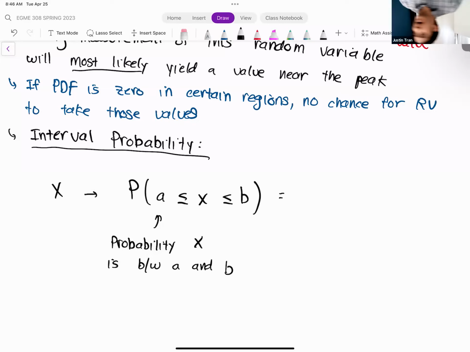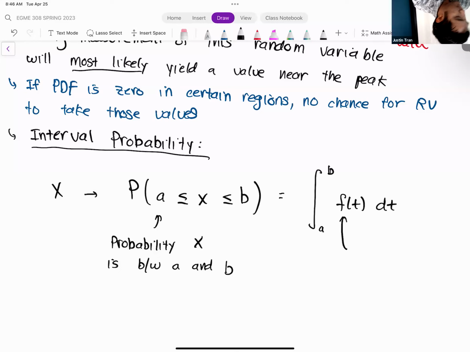So we took a look at this last time with the distribution function, but we can come up with a similar expression for probability density. For a probability density function, we're going to need to take the integral between a and b of that probability density. The t right here is the variable of integration, and f of t is the probability density.